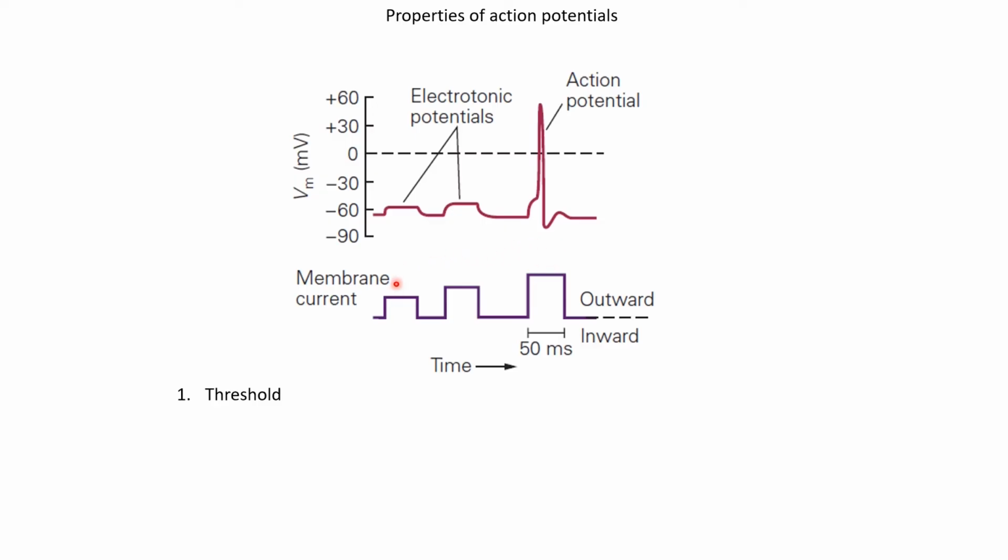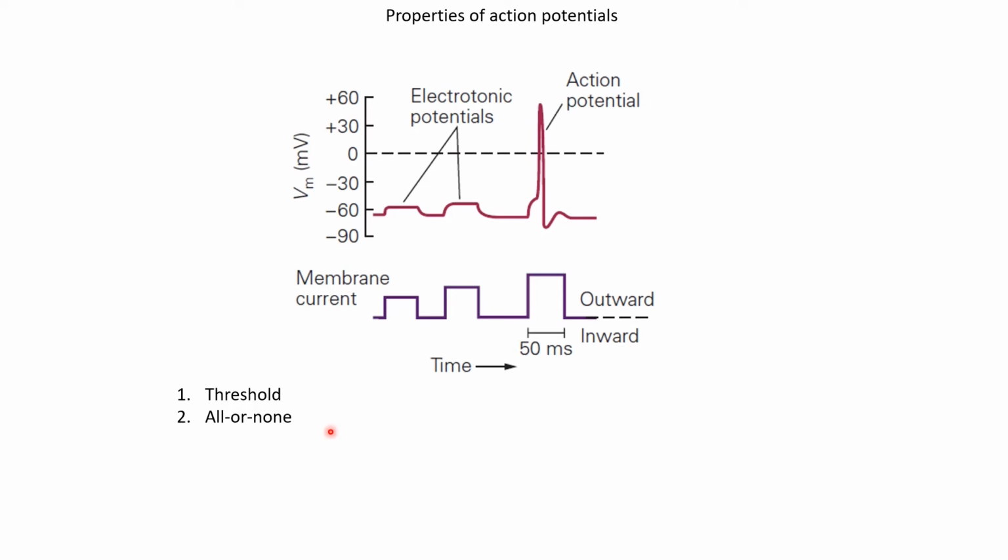If you recall, if we inject a small current that causes a small depolarization in the membrane, we do not see action potentials. Only when a sufficiently large current is injected that causes a sufficiently large depolarization, then only we see an action potential generated in the neuron. So there is a threshold for generation of action potentials.